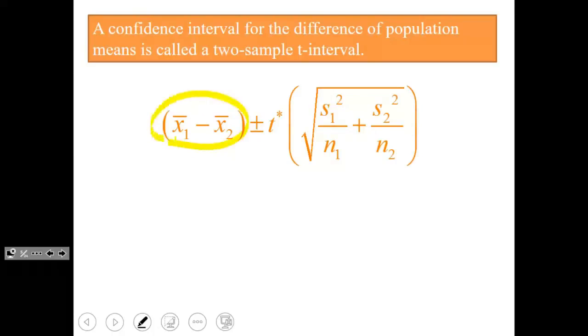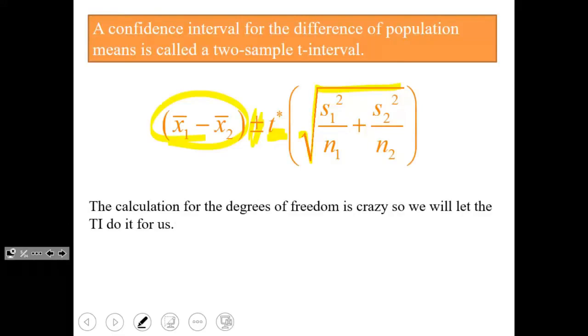Now using this information, we also can find our confidence intervals. We're looking for the difference, so it's going to be the difference is our estimate plus or minus our margin of error. But don't forget, we're going to need to know degrees of freedom. We're going to need to know it a lot of times when we do this. And then we still have our standard error, hasn't changed. The calculation for the degrees of freedom is kind of crazy, so we're going to let the calculator do it for us. We're going to use the Texas Instruments to do it for us.